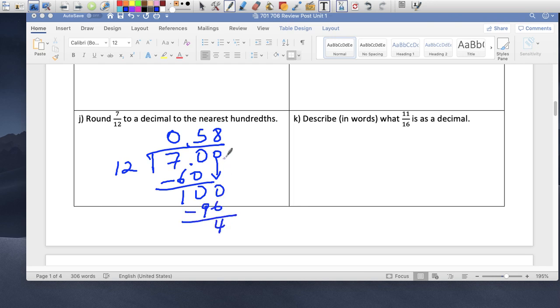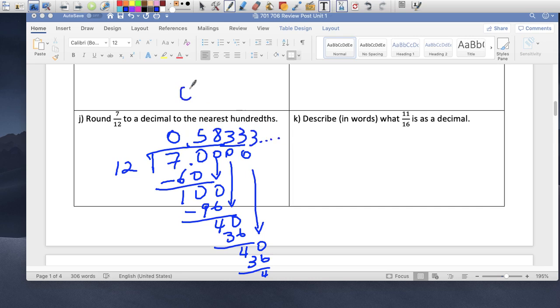Subtract, 4 left over. Bring a 0 down. 12 goes into 40 3 times, which is 36. 4 left over again, and you can tell now that it's going to be another 3. So it's going to be 0.583 with the 3 repeating forever, and you should write your answer like this. That gives you a full point. Nothing else but that.